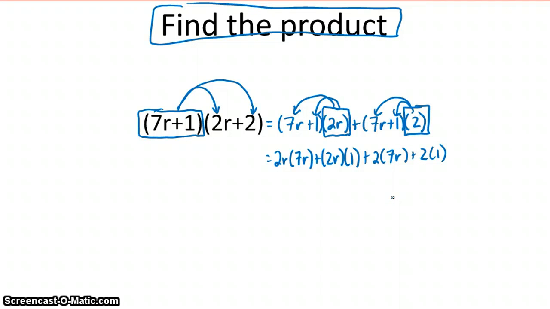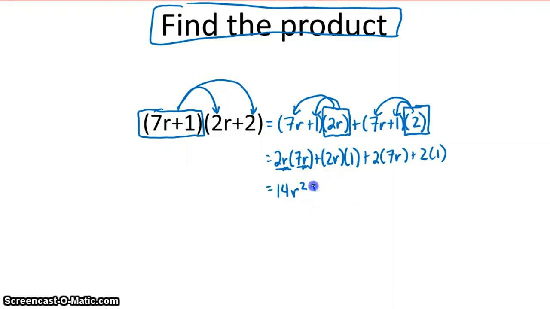So in essence, if you're doing a binomial times a binomial, you could do distribution 2 times, taking the 7r plus 1 as your term distributing through, and then individually you would take the monomials and distribute it backwards, in this case, to both binomials. Once we get here, again, we would do 2r times 7r. The 2 times 7 gives me 14. And as we talked about, anytime you have r times r, we're going to make that r squared.